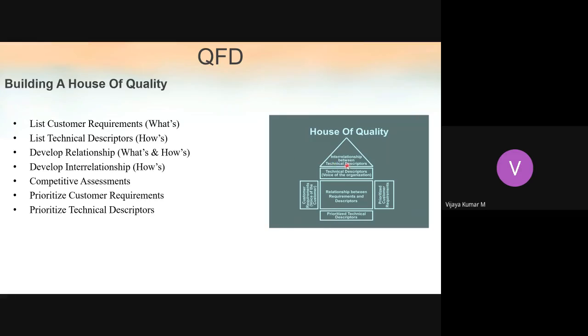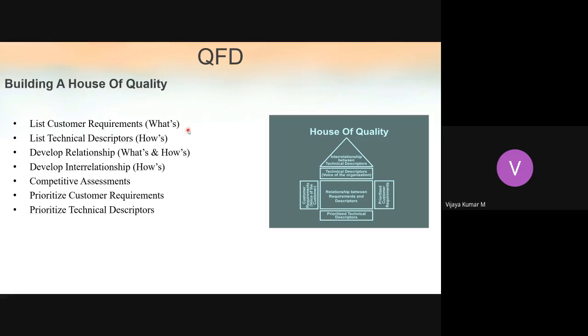And that step-by-step procedure I have listed here in the left-hand column. What you have to do is, first, you have to list customer requirements. That is the first part. In this house of quality, the very first step is you have to list the customer requirements. Anyway, in the next slides, I will detail what you have to list and how you have to list all that information.